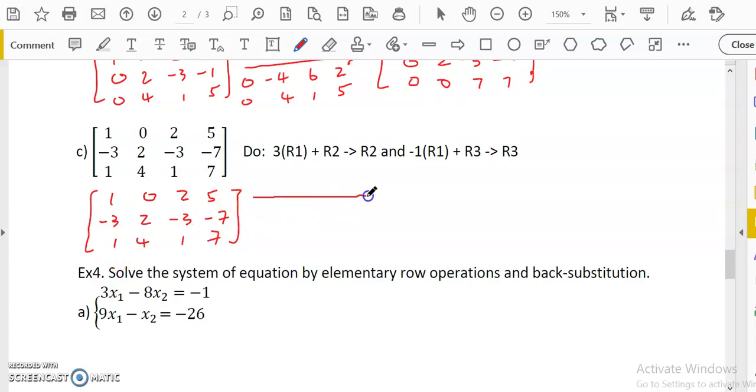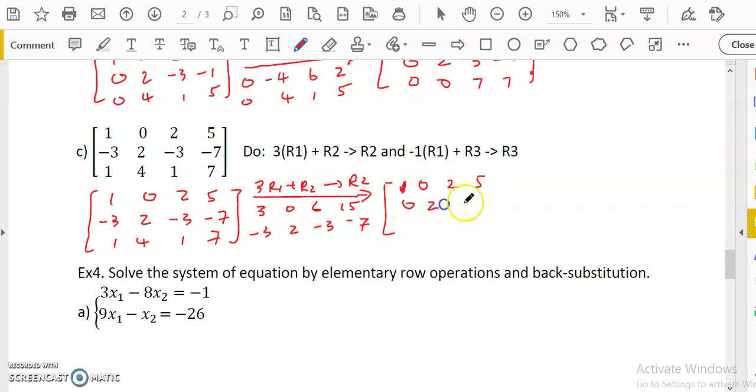The first one, I'm going to do one at a time. 3R1 plus R2, put into R2. So it becomes 3, 0, 6, 3 times 5, 15. -3, 2, -3 is -7. It becomes 1, 0, 2, 5. R1 never changes: 1, 0, 2, 5. After you add it, it becomes 0, 2, 3, 8.